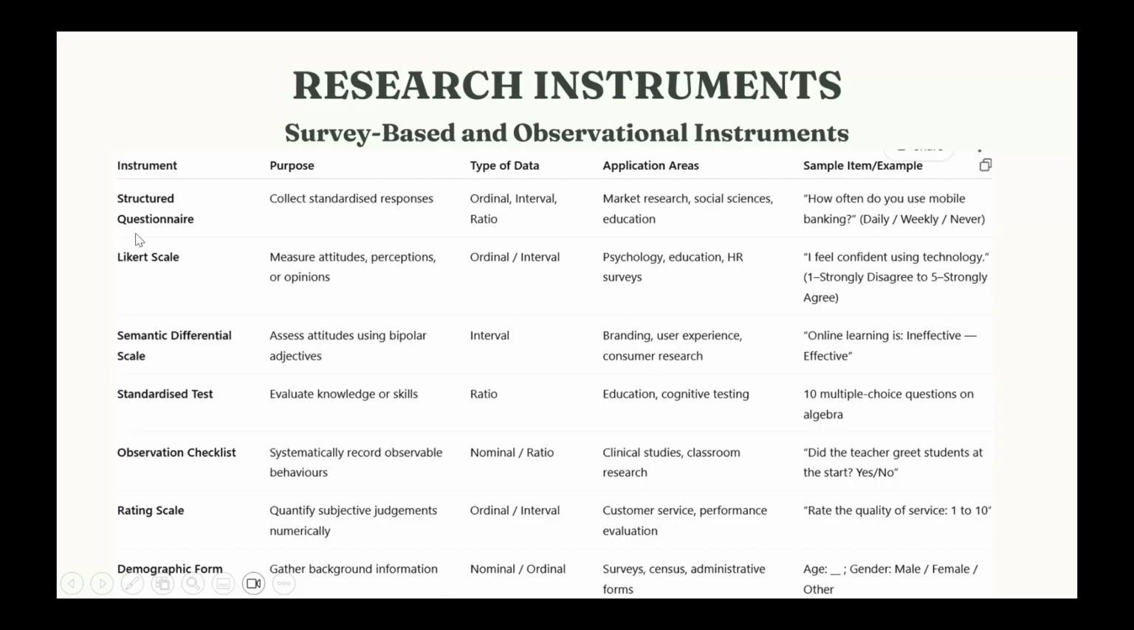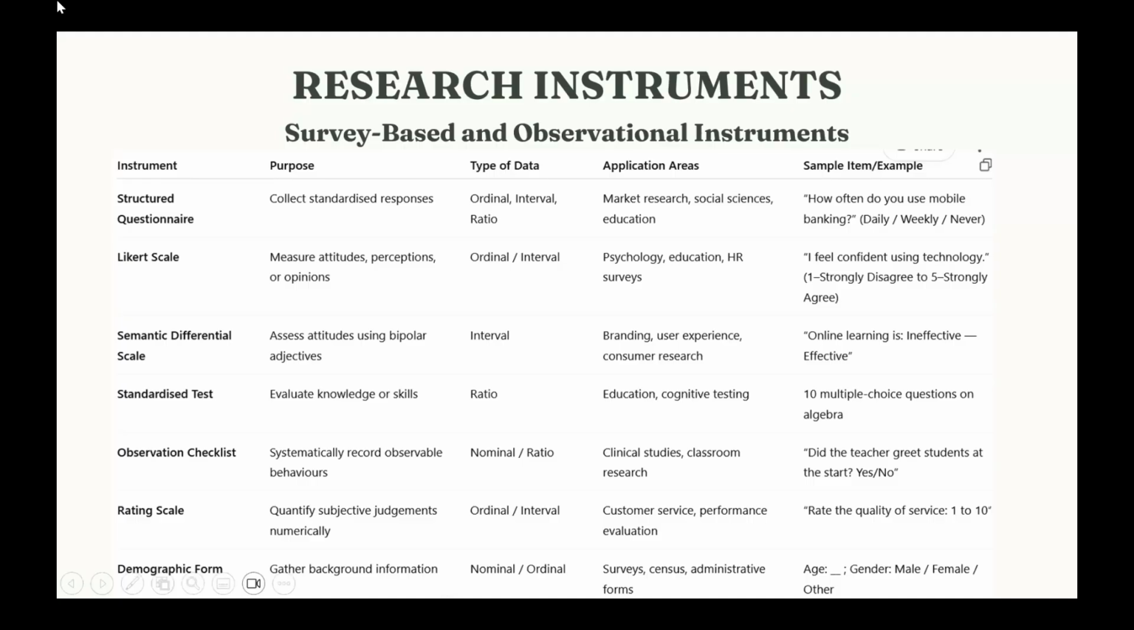The next one here is another Likert form. This is more or less like a Likert type scale, with about 3 types. The Likert type scale specifically measures attitudes, perceptions, opinions, and all of that. And the type of measure we have here is both ordinal and interval.